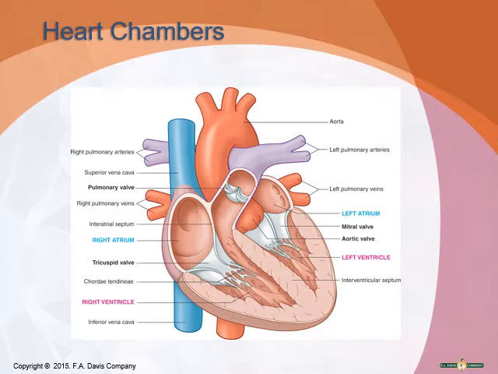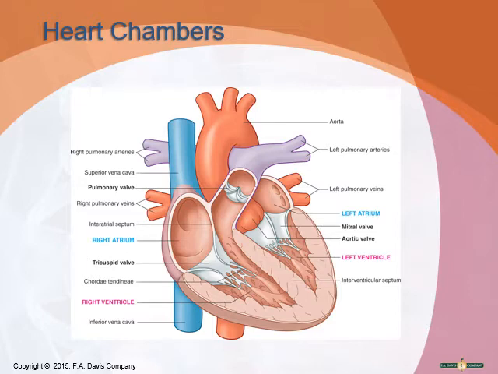Now let's talk about the great vessels. So no matter if a vessel is blue or red in the pictures, vessels with blood going into the heart will always be called veins, and vessels with blood going away from the heart will always be called arteries.